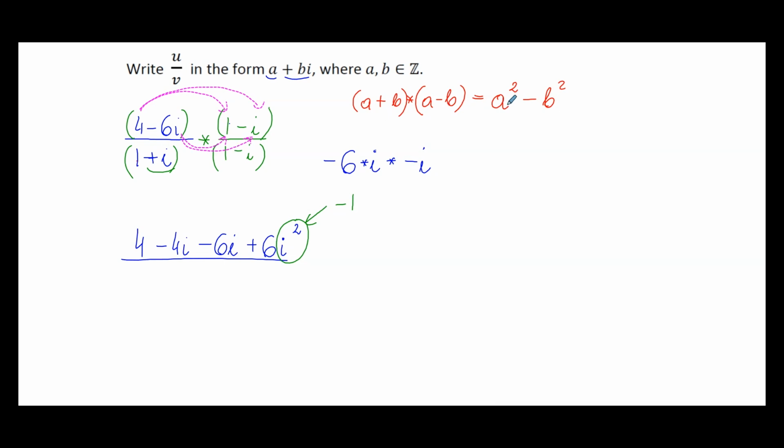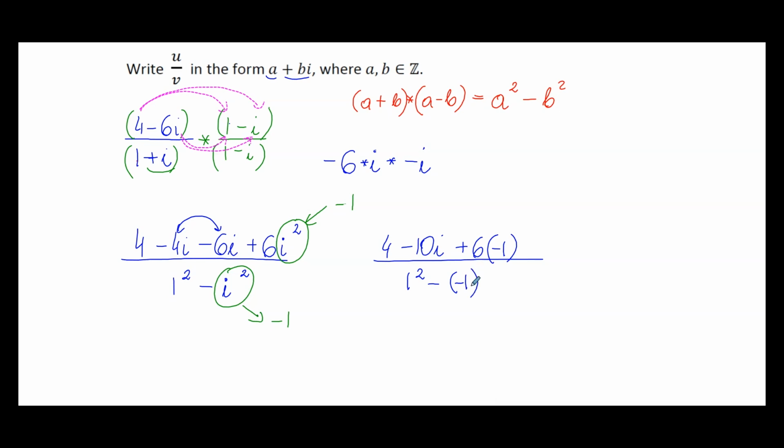Now, let's apply that formula at the bottom of the fraction. My first number is 1, so that is 1 to the power of 2 minus, and my second number in this case is i, so it will be i to the power of 2. And again, I'm saying to myself, we're going to change that to minus 1. Okay, so let's do the next line. I have 4, then I have minus 4i and minus 6i together, which is minus 10i, and then I'm going to change that to minus 1, and the same thing at the bottom of the fraction, change that to minus 1.